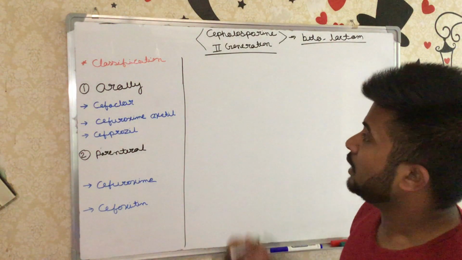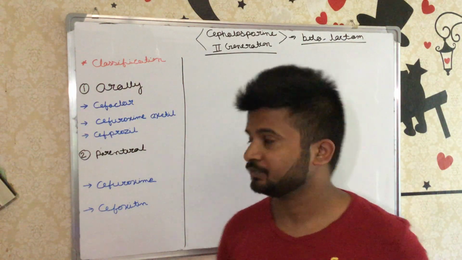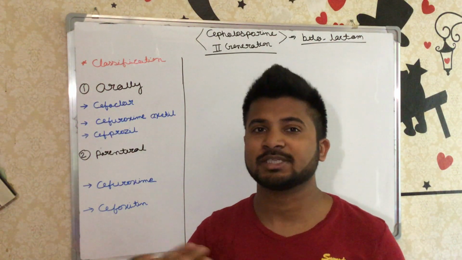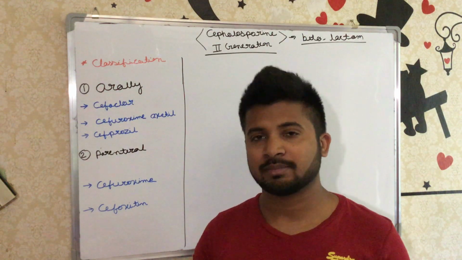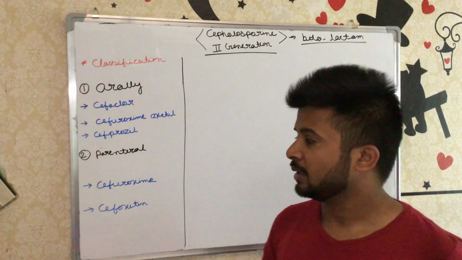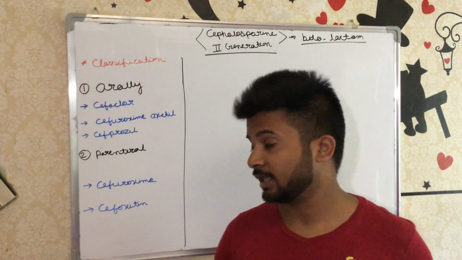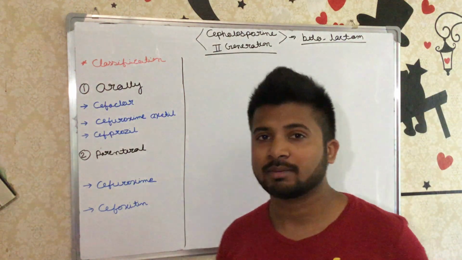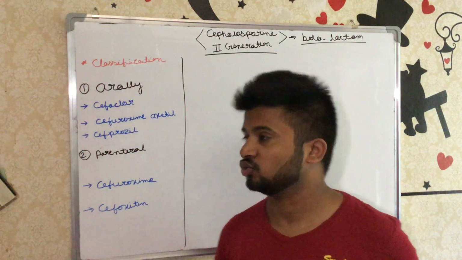In the classification, it is also subdivided into two parts, oral and parenteral. All the cephalosporin group is divided into two groups for easy understanding. Oral means those drugs will be given orally, and parenteral means those drugs are always given parenterally. For example, these two drugs are parenteral, so they cannot be given orally; they are always given parenterally, like intravenous or intramuscular.